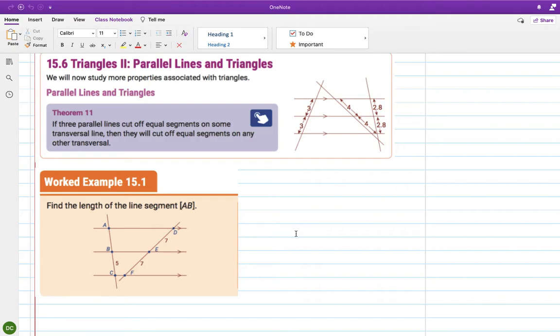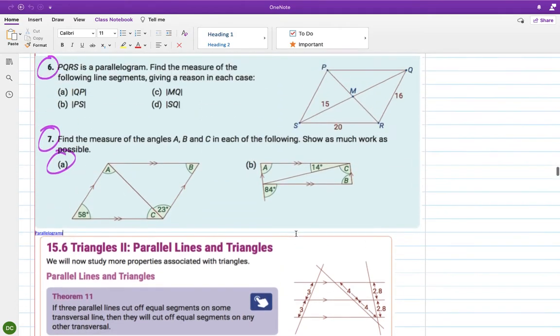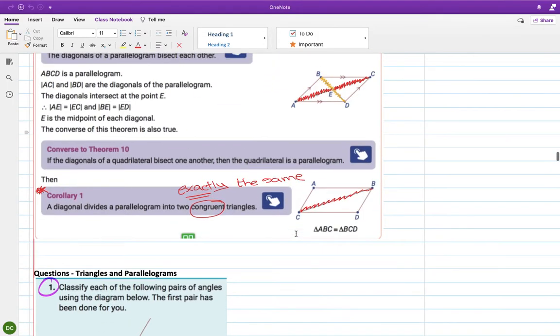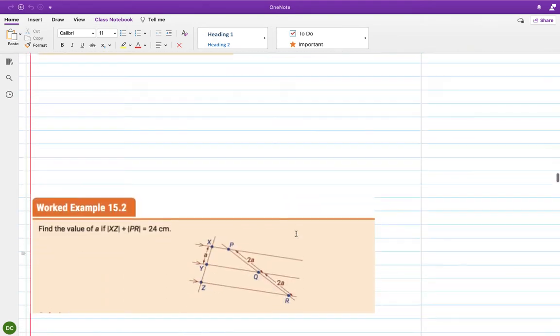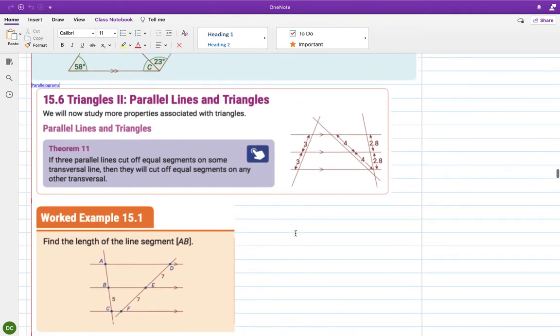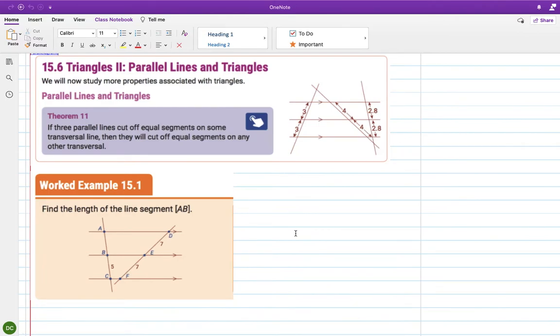So, parallel lines and triangles. So, theorem number 9. So this is our 9th theorem to come across. And it says, if 3 parallel lines cut equal segments on some transversal line, then it will cut equal segments on any other transversal. Okay, so sounds complicated. It's actually not at all.